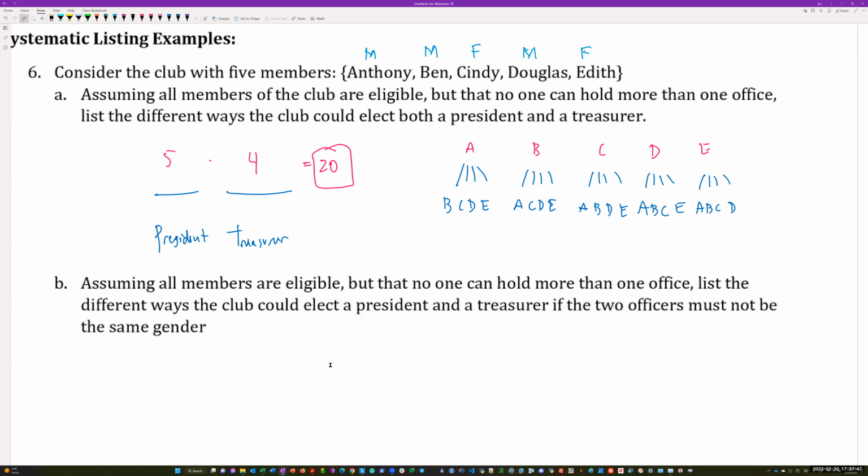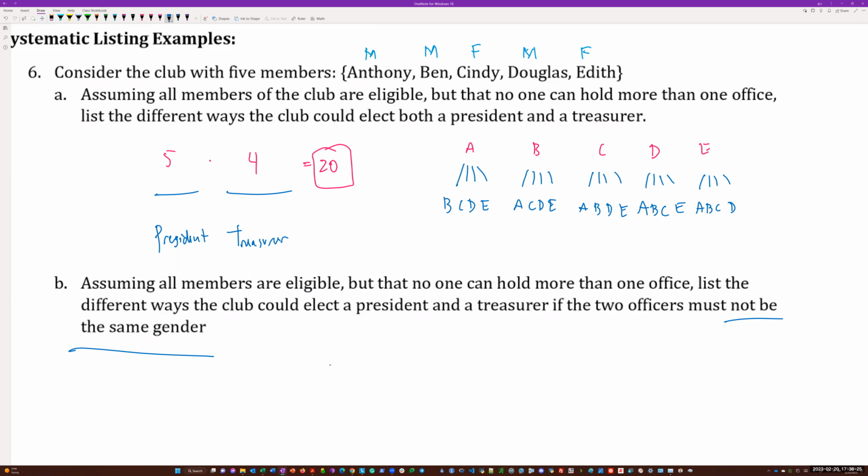Well, we need a president and a treasurer, sure, but what do you mean? Well, you're saying a lot of what I want you to say, but part of it doesn't make any sense in terms of the question. It says they must not be the same gender, right? So we actually do need to start counting men and women somehow.